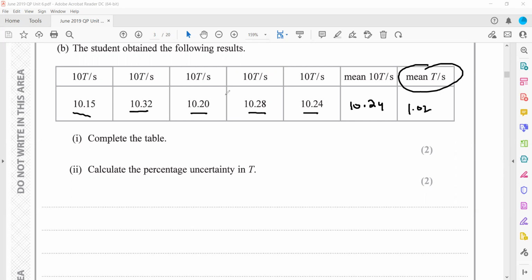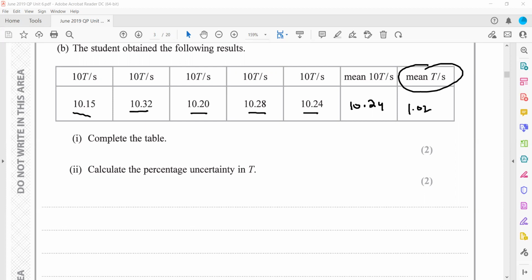Then calculate the percentage uncertainty in T. So how to calculate the percentage uncertainty? The formula to calculate the percentage uncertainty, when you have a group of data, is maximum minus minimum, divided by 2.